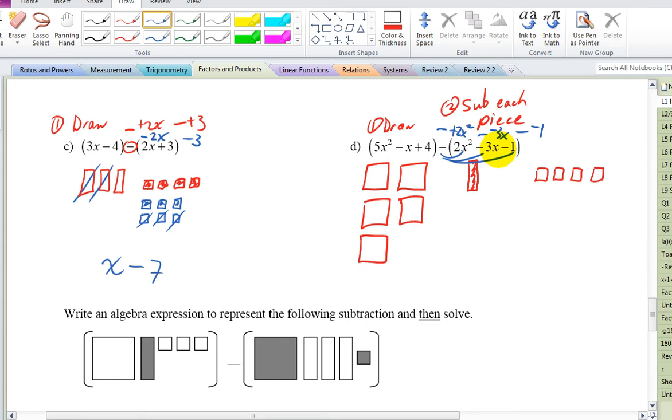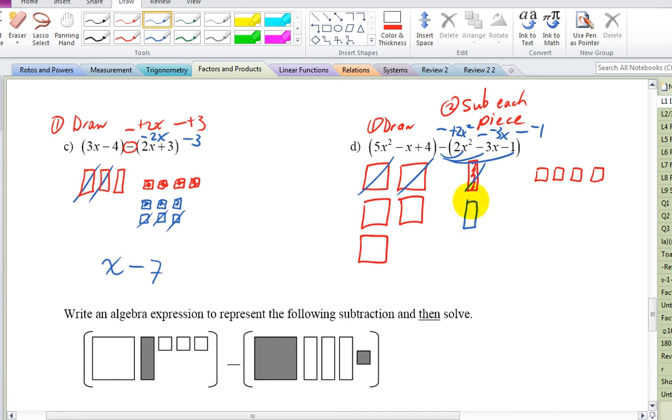So can we take away positive 2x squareds? Easily. Okay, just cross them off. Can we take away a negative 3x? Well, yeah, but let's not go there yet because that's the next step. Right now we're just working with the symbols, okay? So you're right on there, Alina. That's awesome.